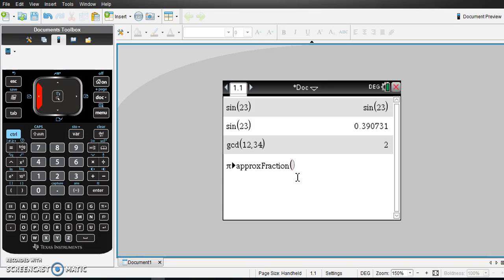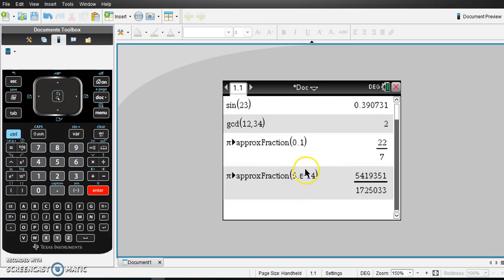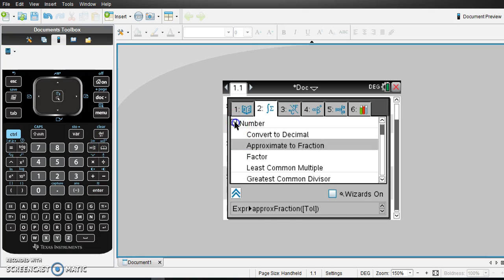And if I want my tolerance level to be, for example, 0.1, so I'd like plus or minus 0.1, it approximates pi to 22/7, which is a common approximation of pi. If I then copy this, and I take out this tolerance level in here, then this is the default tolerance level, 5 times 10 to the negative 14, and you'll see it'll approximate pi to a fraction with an extremely large numerator and an extremely large denominator, which is then a better approximation of pi as a fraction. So that's another example of something that this calculator can do. That's under the number menu.